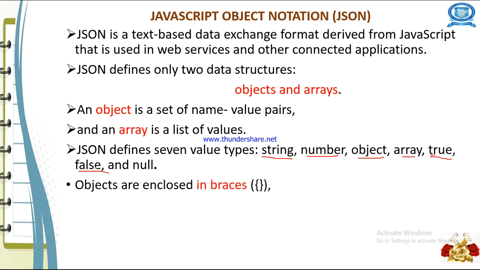Here JavaScript Object Notation is mainly focused on objects. So these objects are enclosed in braces, curly braces. The arrays are enclosed in brackets, square brackets. You use one of these.